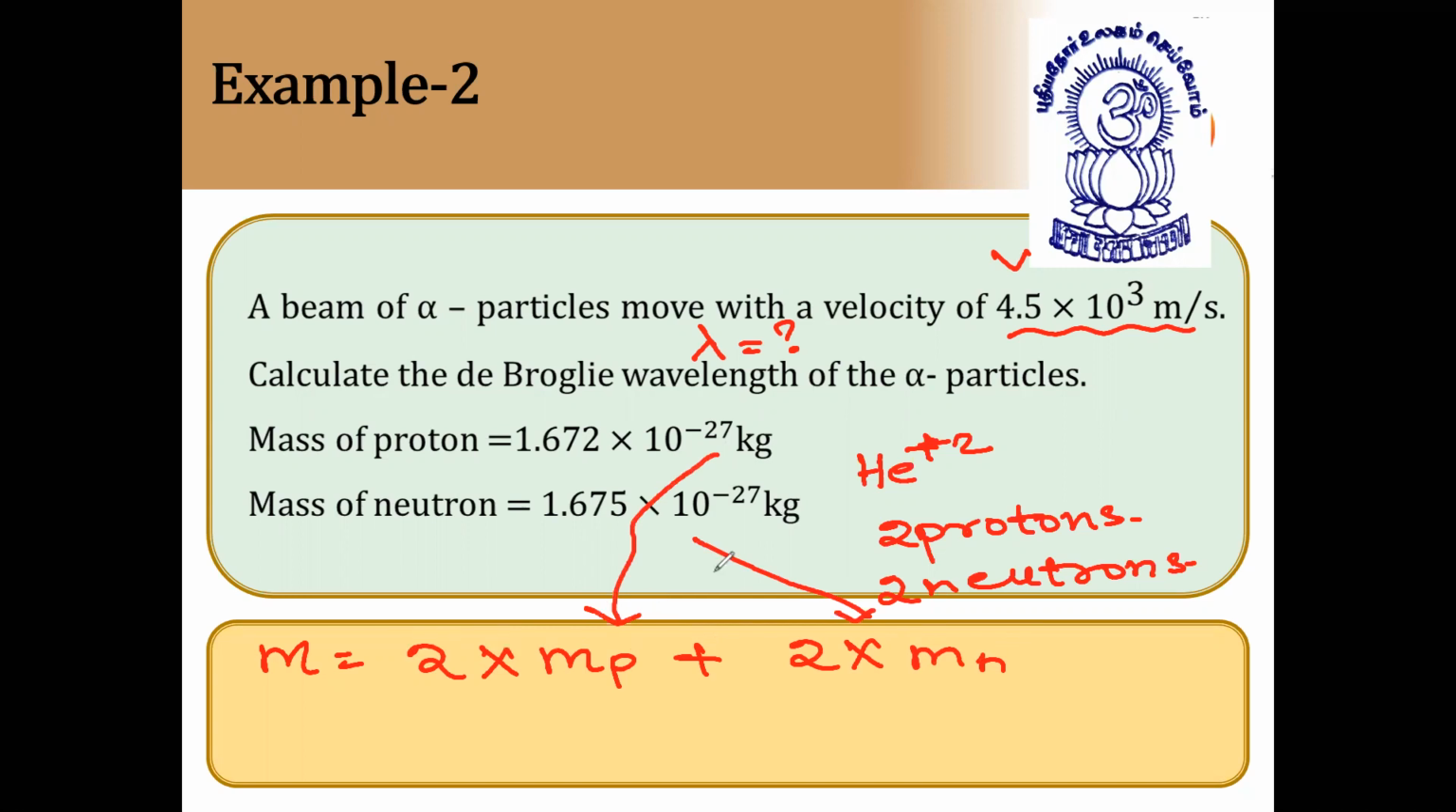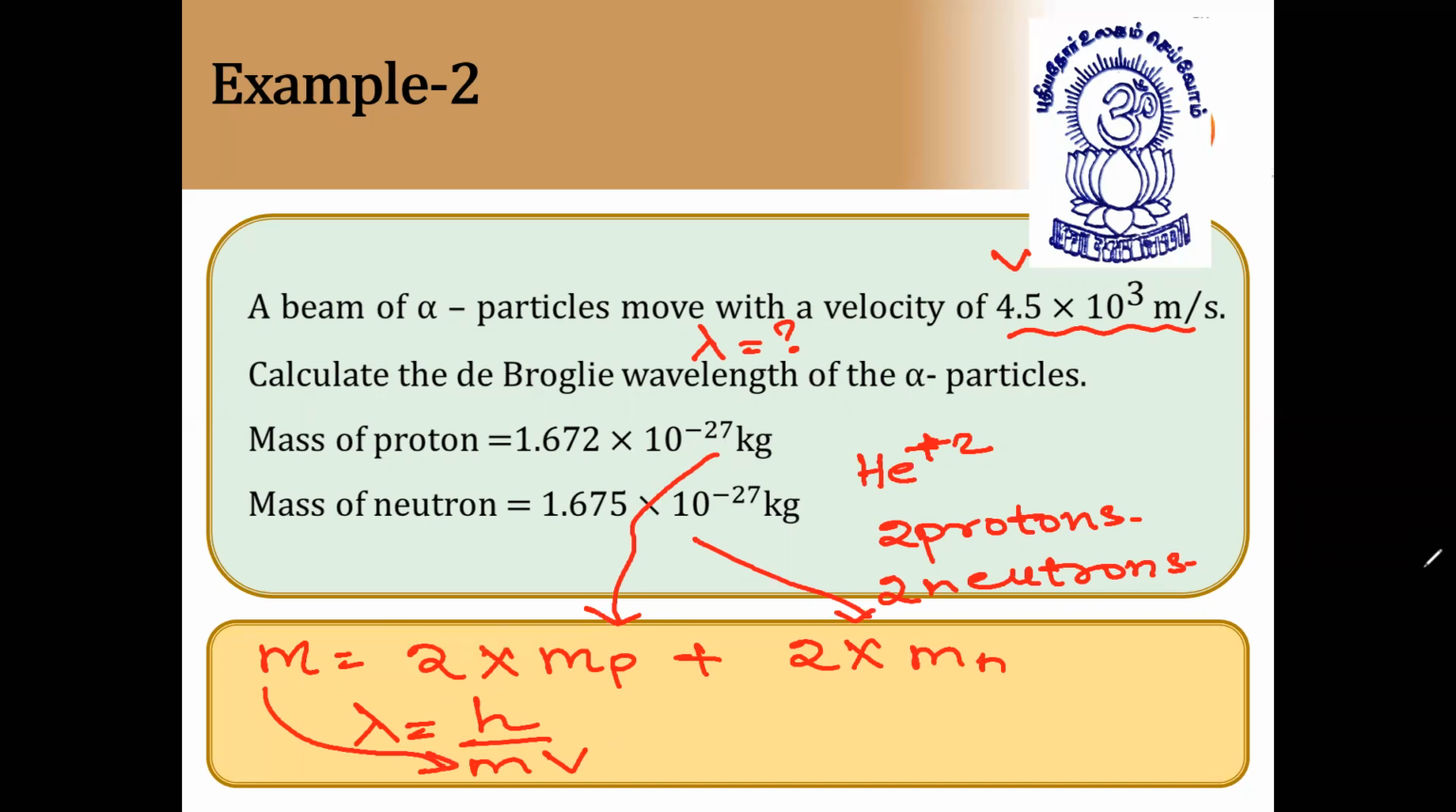So first you have to know the mass, because lambda is equal to h by mv. They have given only velocity. We have to find the mass, then substitute. Already h is Planck's constant, which we know. So lambda is equal to h by mv.